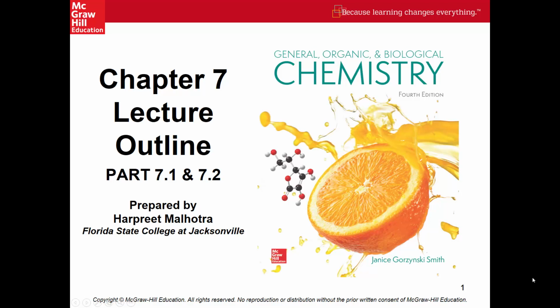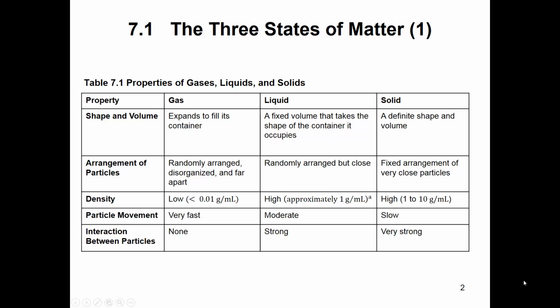In Chapter 7, we're going to be looking at some states of matter and how those states of matter affect behavior, and also a little bit about what makes certain things be in a certain state. First of all, we're going to look at the properties of the three states of matter that we look at in general chemistry, and that is gas, liquid, and solid.